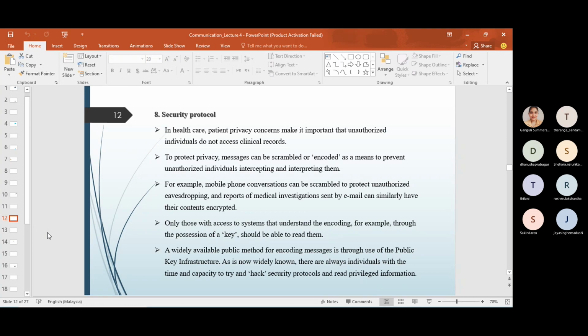Likewise, for example, if we take mobile phones, conversations can be encoded as well. This process is called scrambling. Encoding mobile phone conversations is called scrambling. And emails can be encrypted. The contents that you have written in the emails can be encrypted as well.